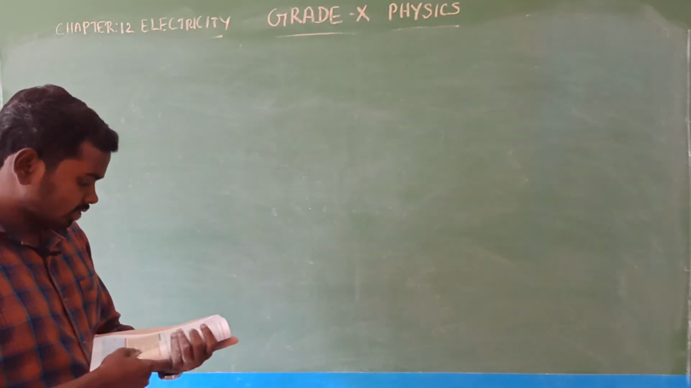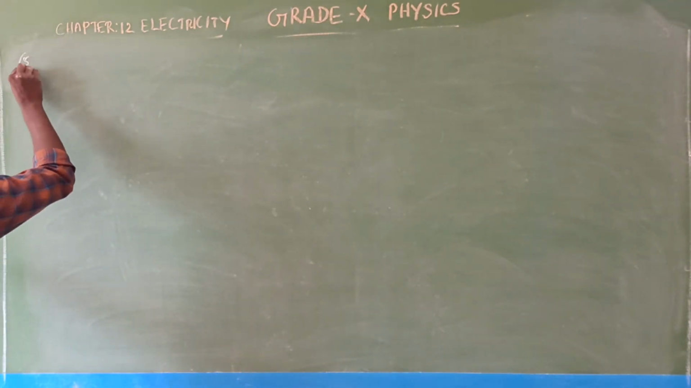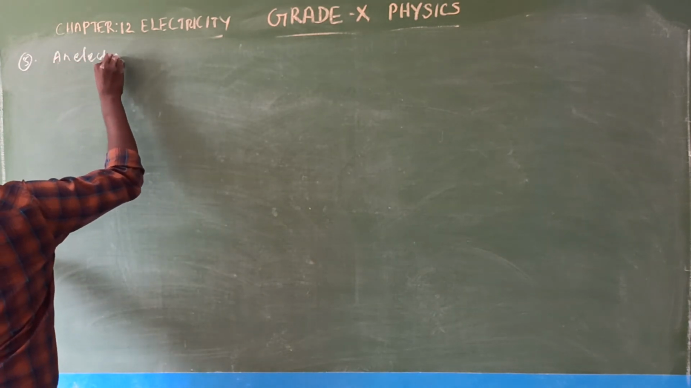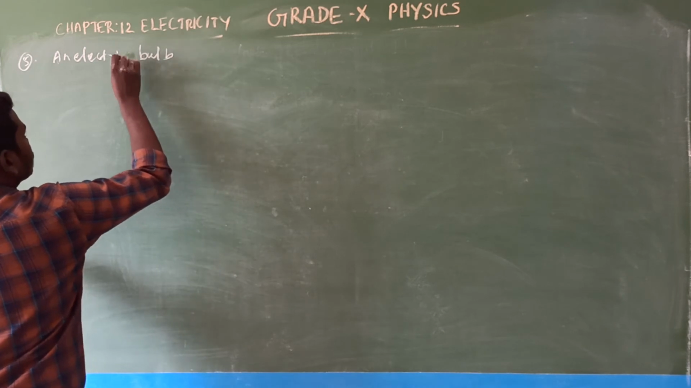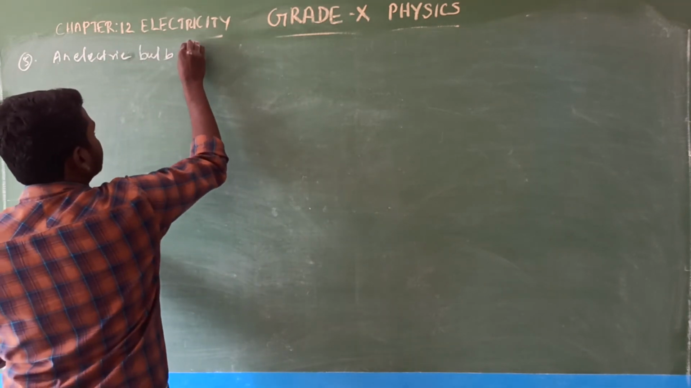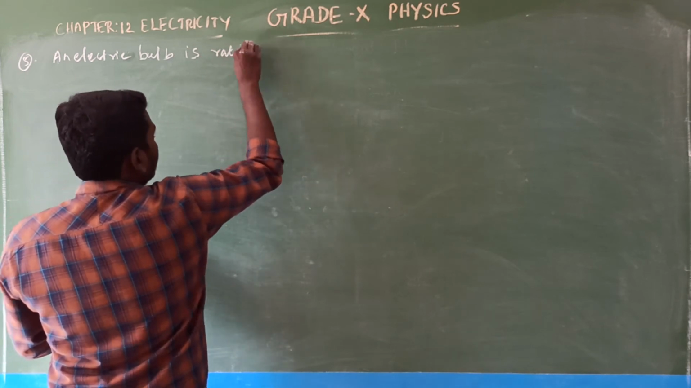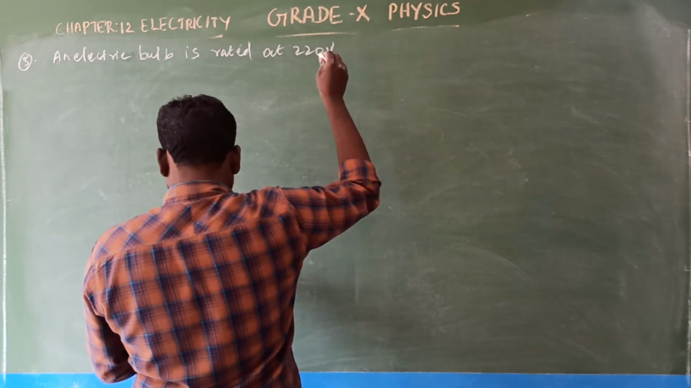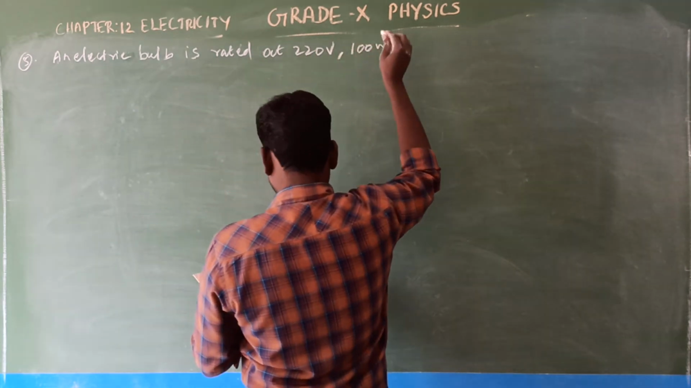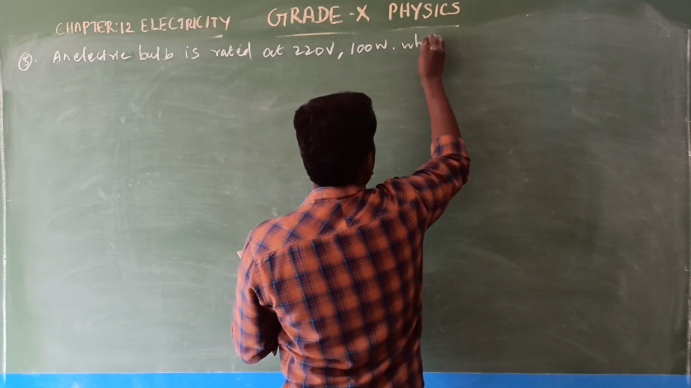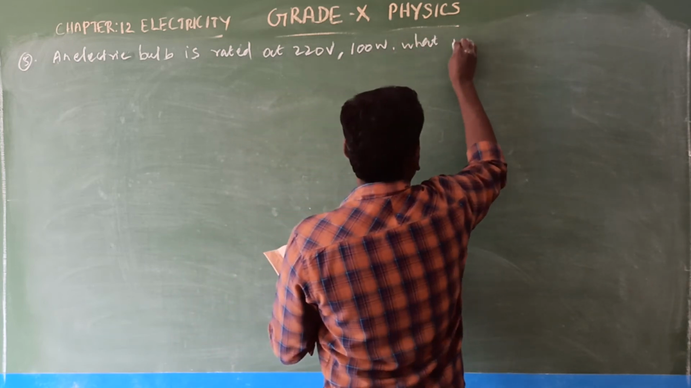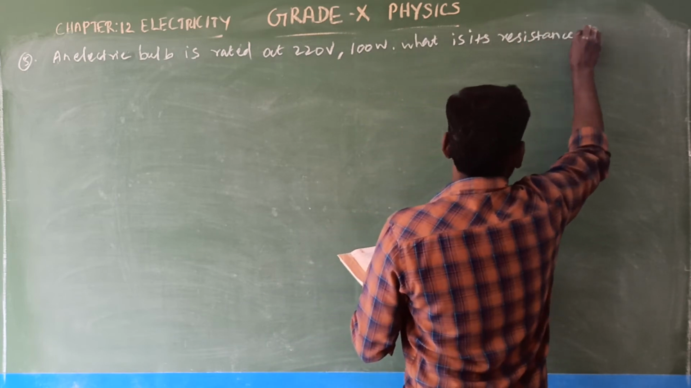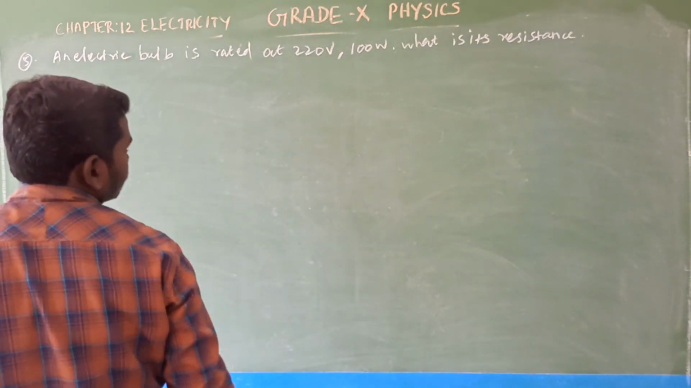Electric power, very easy one. Look at here. I think this is the fifth sum. An electric bulb is rated at 220 volt, 100 watt. What is its resistance? What is its resistance? This is the first question.